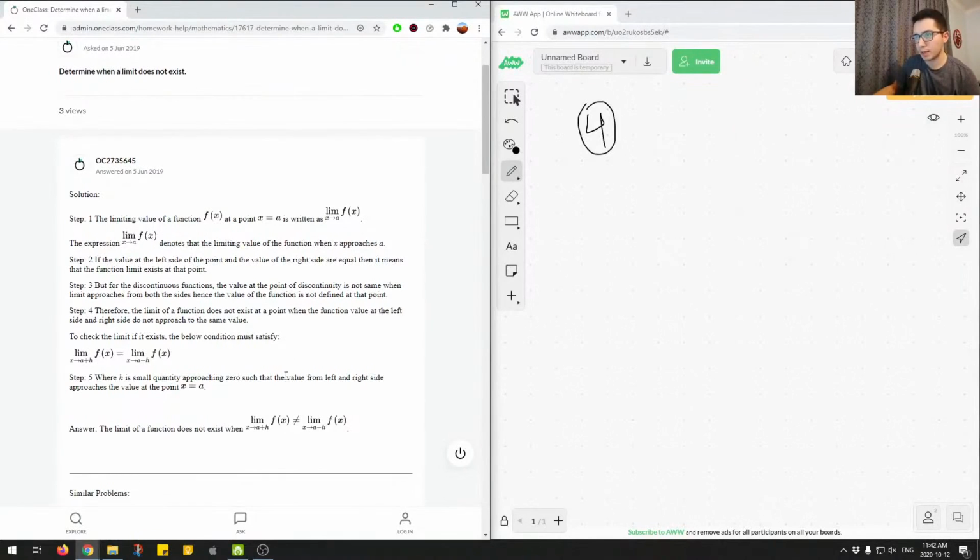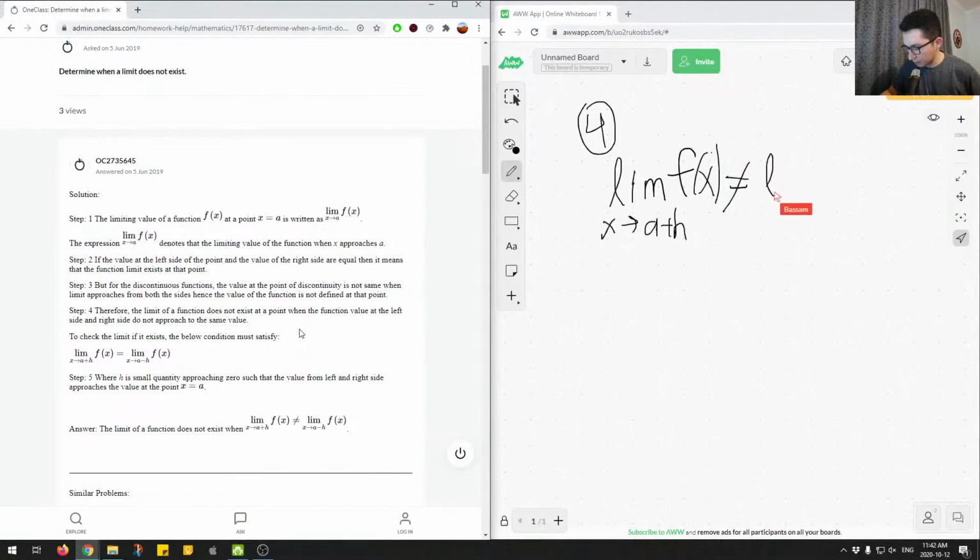So when a limit does not exist, this happens. These are not equivalent. So let's write that out, because that's the main answer for this question. So the limit of f at x as x tends to a plus h, some very small number, does not equal the limit of f at x as x tends to a minus h.